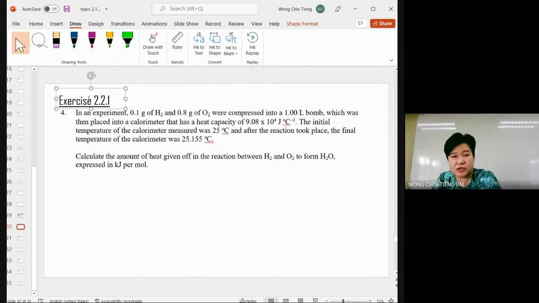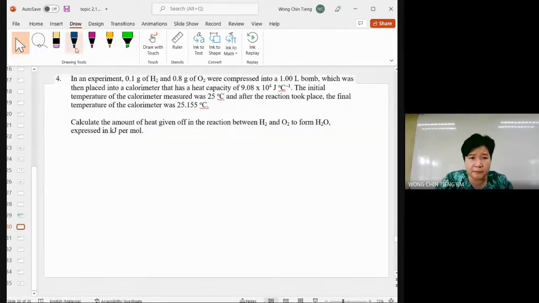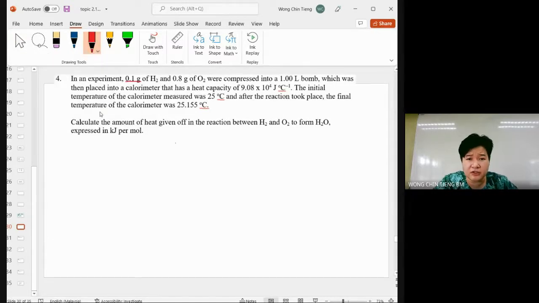So let's try question number 4 over here. What is this question? In an experiment, 0.1 gram of hydrogen and 0.8 gram of oxygen were compressed in a 1 liter bomb, which was then placed in a calorimeter that has a heat capacity of this. Let me draw a bit. I have a bomb calorimeter.